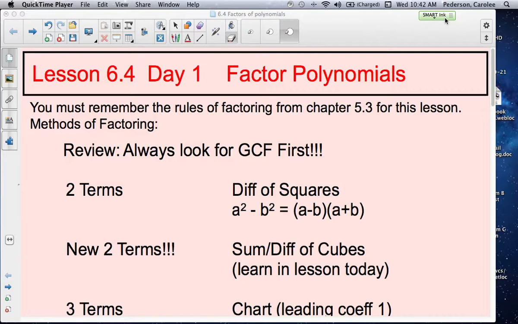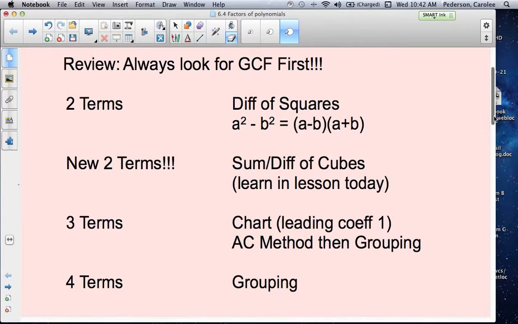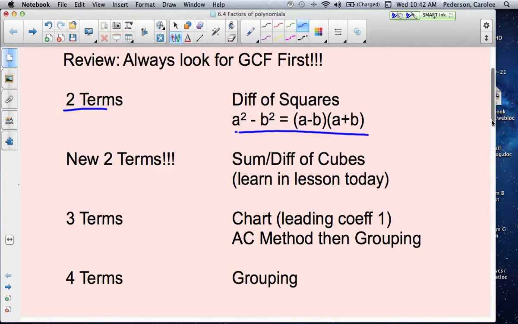So to review, the first thing is you want to look and see if you have a greatest common factor, the GCF. That's the first thing you always do in factoring. Then once you have factored the GCF out, you look to see how many terms you have. If you have 2 terms, you most likely will have the difference of 2 squares, where a squared minus b squared equals a minus b, a plus b.